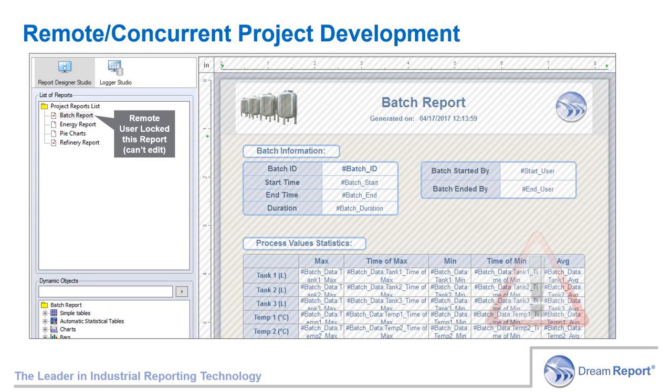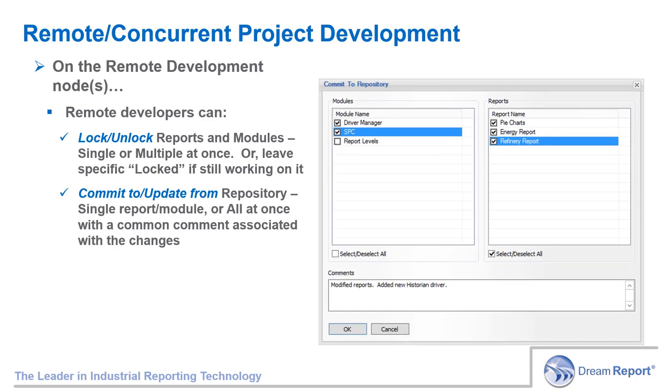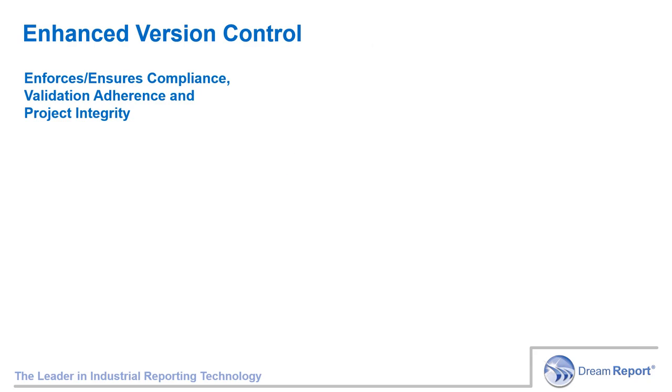Once the user is ready to commit their changes to the main project repository, they can do so at the individual module or report level or all at once. A comment will be required when committing, which will be associated with the version control. The enhanced version control enforces and ensures compliance, adherence to validation requirements, and project integrity.